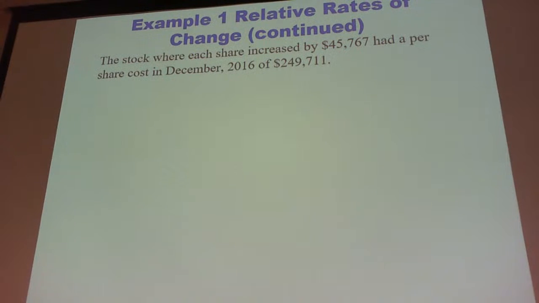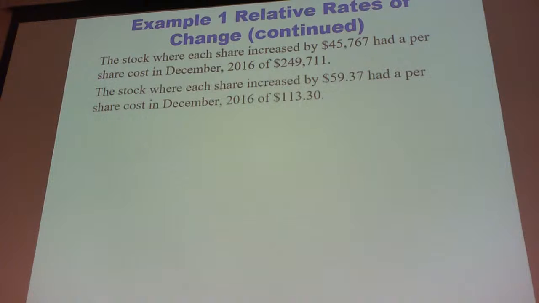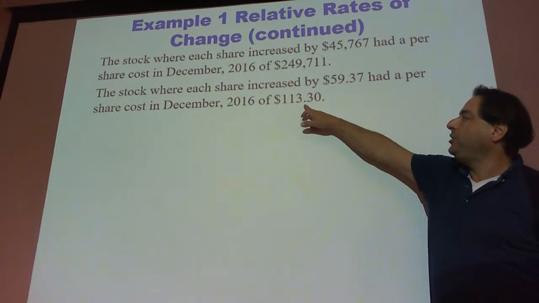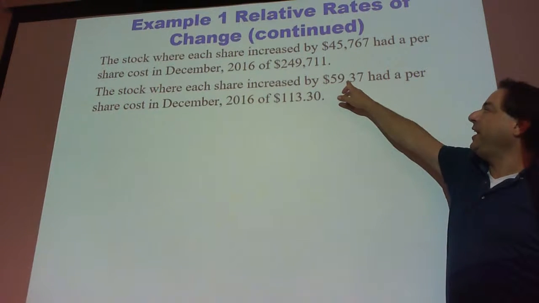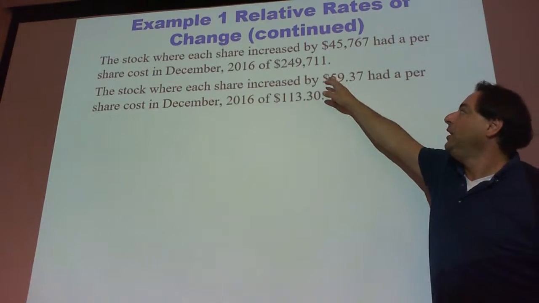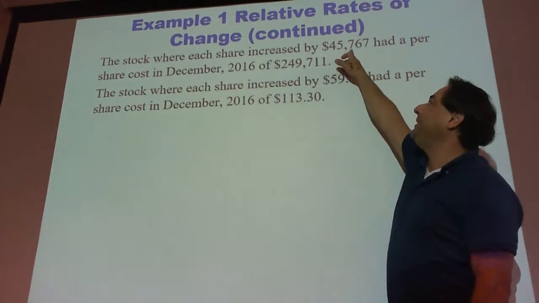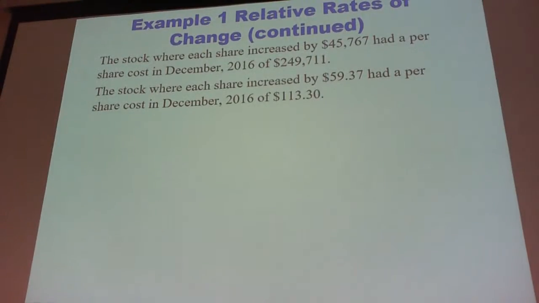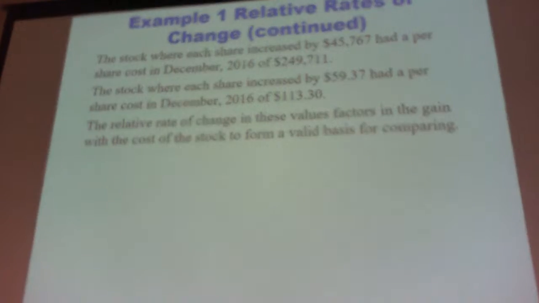So if I tell you that the stock that went up $45,767, one share cost $249,000. Did you buy one? Probably not. The one that went up $59 was only $113. So if we look at it, if I paid $113 and went up $59, that's over half. But if I paid $249, that's not over half at $45,000. So it's all relative. That's the idea of this.